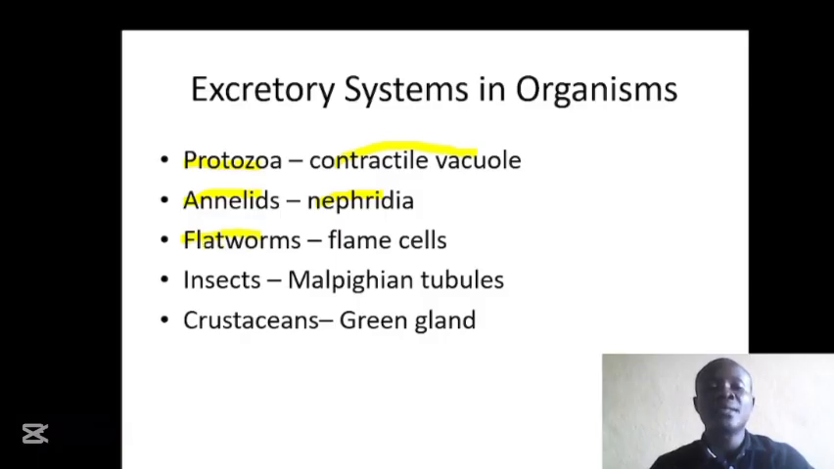Next we have flatworms. Flatworms, for example tapeworm, use flame cells for excretion. And we have insects. Insects use what we call malpighian tubules for excretion. And lastly, we have crustaceans, which use their green glands for excretion.